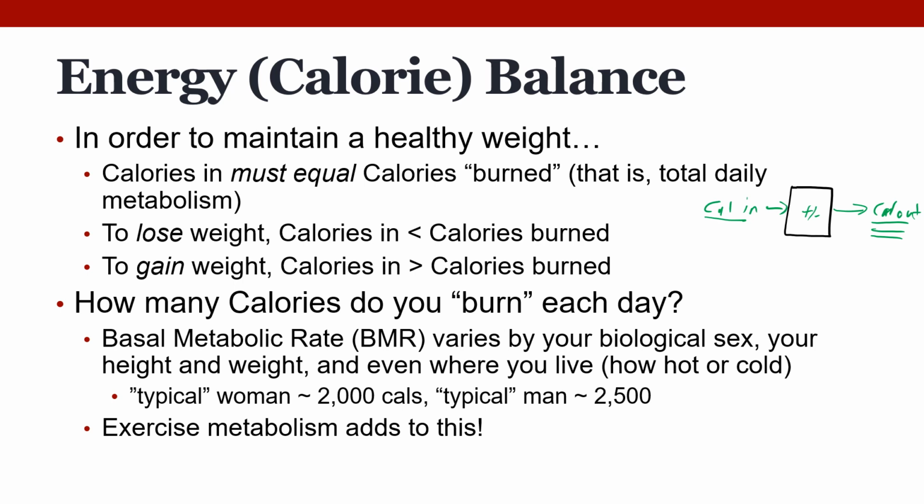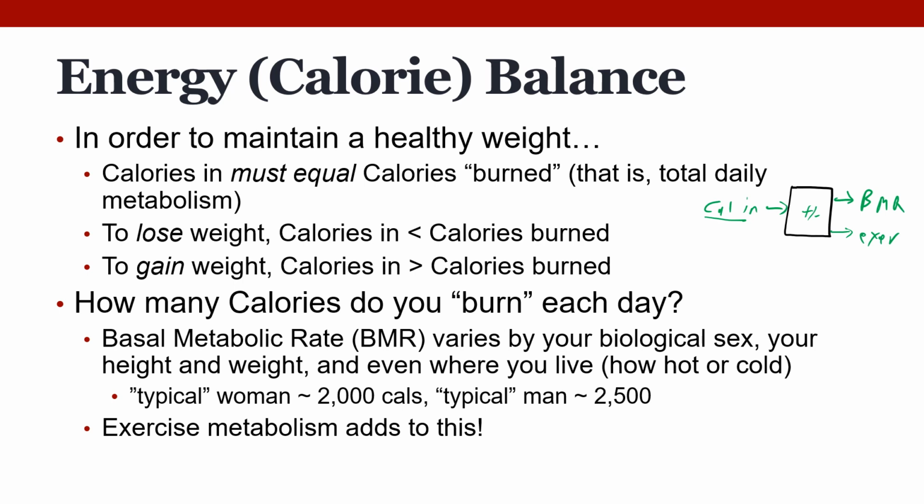To know how many calories out, calories out basically breaks into two categories. We have basal metabolic rate, and we have exercise. Your basal metabolic rate varies by your biological sex, your height, your weight, even where you live. If you live in Houston, you're going to burn fewer calories keeping your body warm during the day than if you live in, say, Alaska. A typical woman in the U.S. burns 2,000 calories a day, a typical man 2,500.